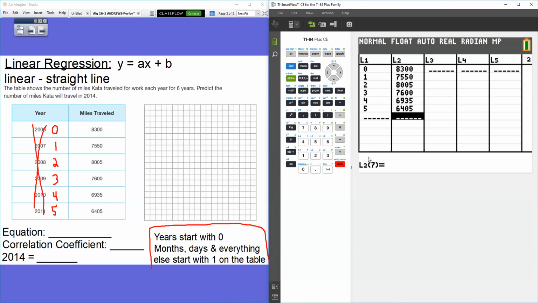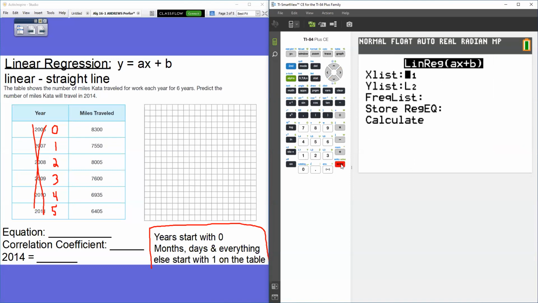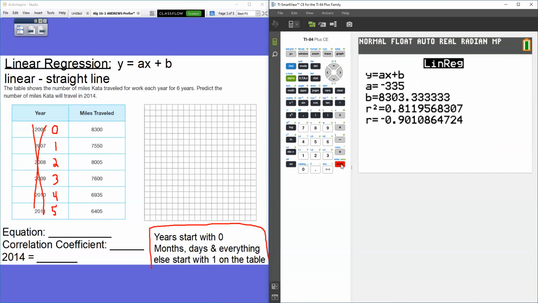All right. So first thing that we want to do is let's do our linear regression. So when we go to do our linear regression, we're going to go to stat calc, and then we need to do number 4, stat calc number 4, hit enter. Do we want the numbers in the L1 and L2? Yes, we do. So we can just hit enter until we keep on going down to calculate. And it gives you this information.